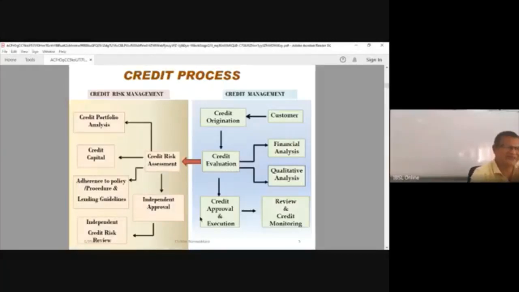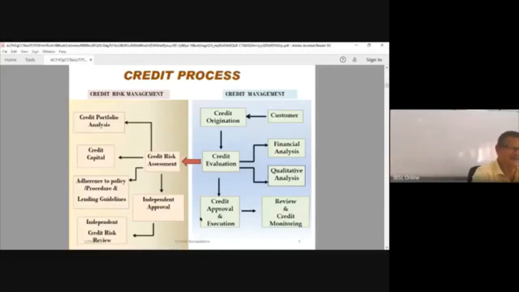On your right side, on your screen, you can see credit risk management. The other one is credit management. If you are in the customer service area of a credit department, what you are doing is credit management. If you are in the risk management department, doing credit risk, you are on the credit risk management side. And on the credit management side, you deal with your customers.